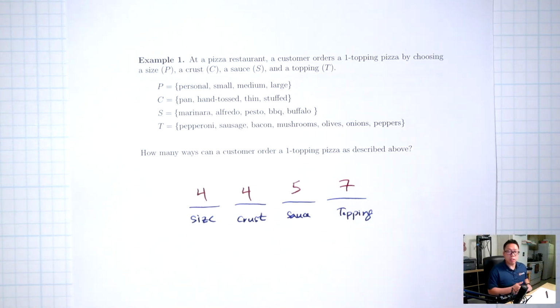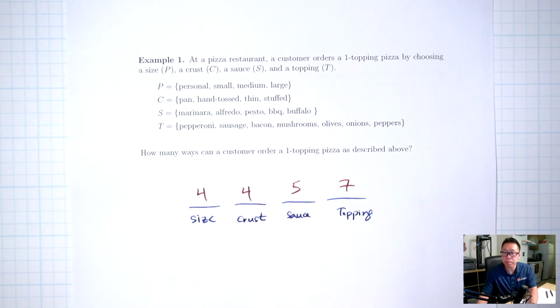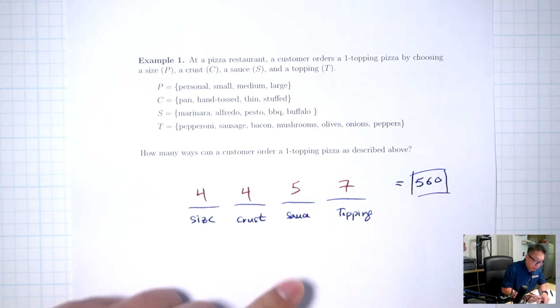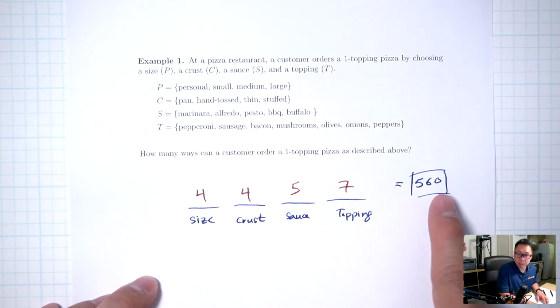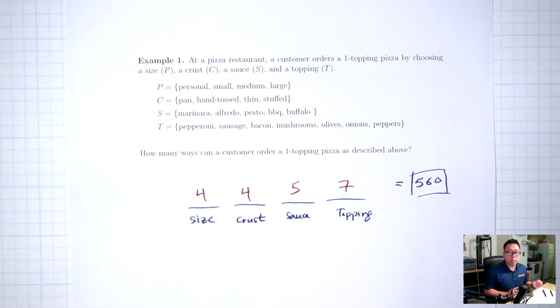And then all you do is multiply those together. So 4 times 4 times 5 times 7. And that's 560. So there's 560 ways that a customer can order a 1-topping pizza at this particular restaurant. Now, on your lab, you don't have to multiply it all together and get a final answer. You can just enter it as 4 times 4 times 5 times 7. Okay, so I'll have another video at the beginning of the lab where I give you more details about how you should enter this in.